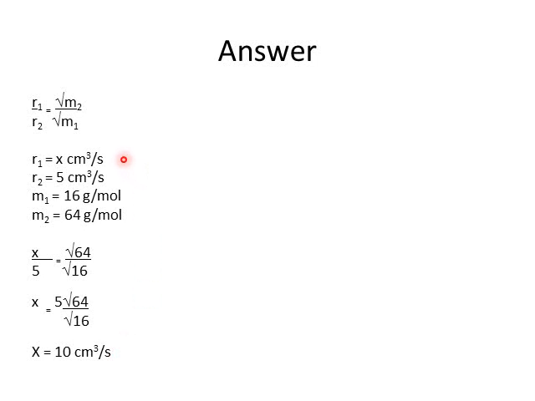So the pairing should have been x, the one you're looking for, centimeters cubed per second, and that should have been paired with your 16 grams per mole, which was for your methane. The second pairing would have been your 5 centimeters cubed per second with your 64 grams per mole, which was for your sulfur dioxide. Now, which one you call R1 and M1 and R2, M2 as a pair really doesn't matter, provided the X and the 16 are linked as a pair and the 5 and the 64 are linked as a pair. So try that if you had a problem.